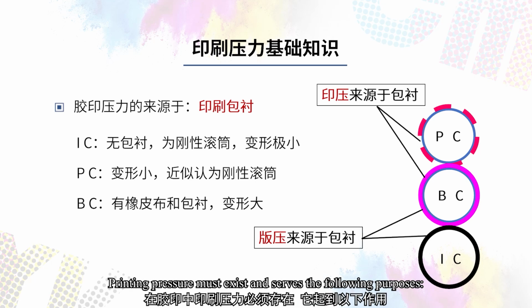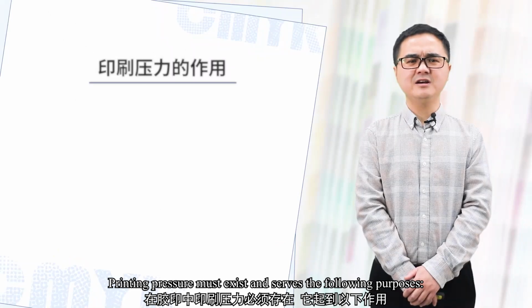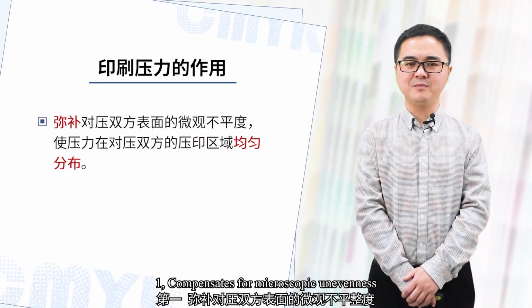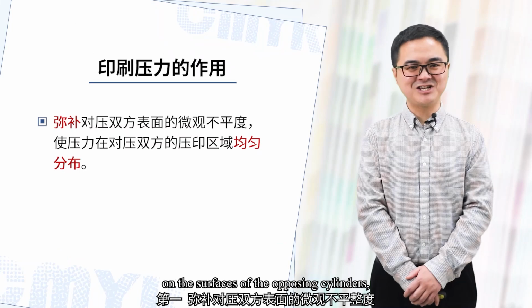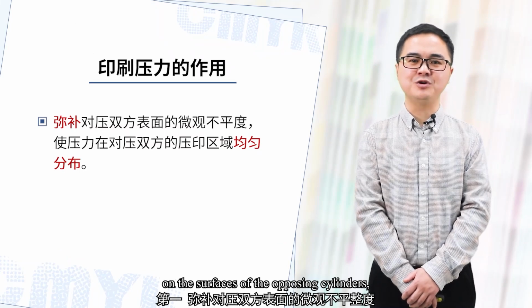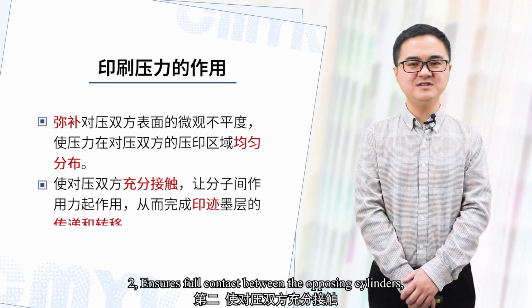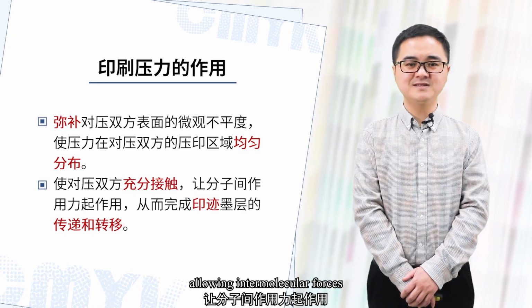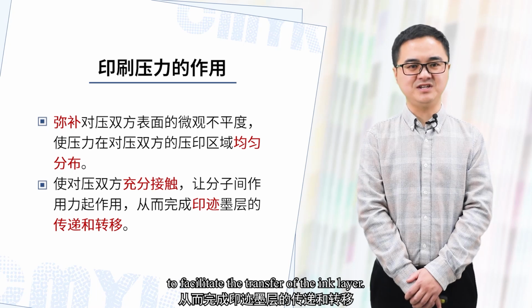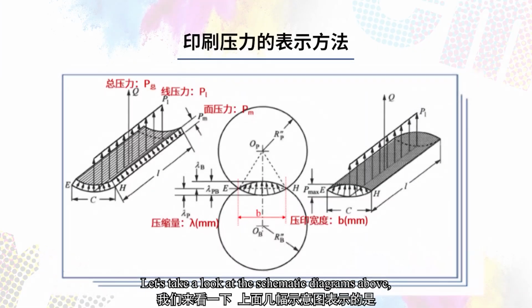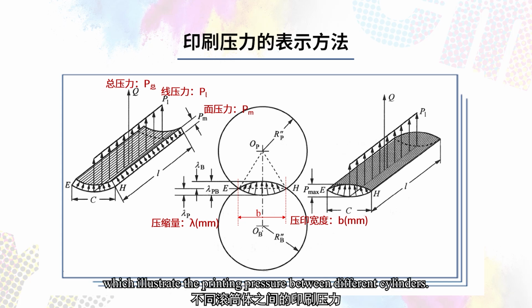Printing pressure must exist and serves the following purposes. First, compensates for microscopic unevenness on the surfaces of the opposing cylinders, ensuring uniform pressure distribution in the impression area. Second, ensures full contact between the opposing cylinders, allowing intermolecular forces to facilitate the transfer of the ink layer. Let's take a look at the schematic diagrams above, which illustrate the printing pressure between different cylinders.